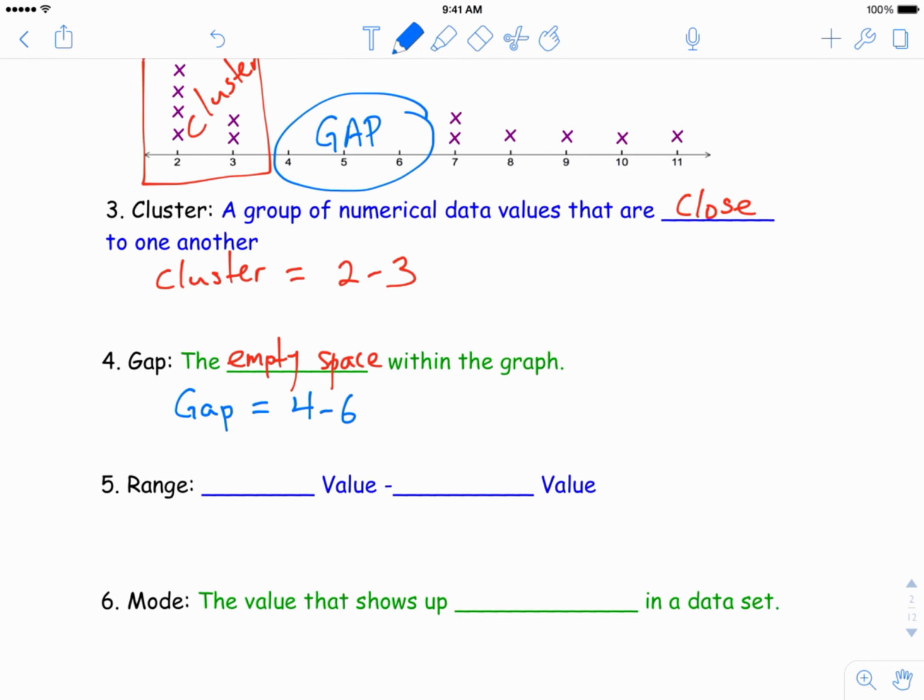The range of a dataset is determined by the maximum value of the dataset subtracting the minimum value. In this case, the maximum value is 11 and the minimum value is 2, so the range is 9.